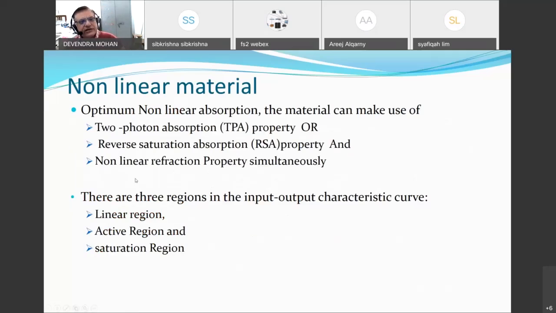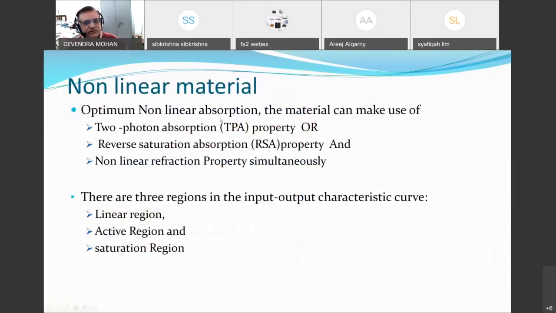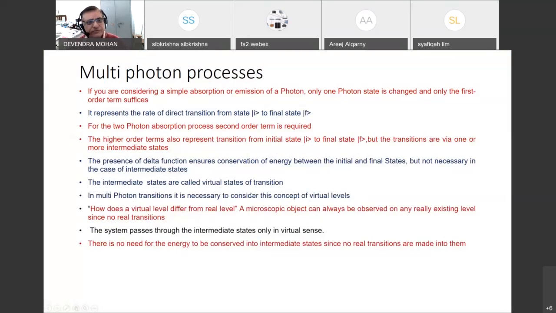So what happens in nonlinear materials? Optical nonlinear absorption. The material can make use of the 2-photon absorption property or reverse saturation absorption property and nonlinear reflection property simultaneously. That means I am talking about two important things: nonlinear absorption and nonlinear index of refraction of the material here. So there are three regions, as I have already told: linear, active, and saturation region. In order to have the 2-photon process, we need to understand the concept of this 2-photon absorption property in a material. So I am coming to these multi-photon processes.